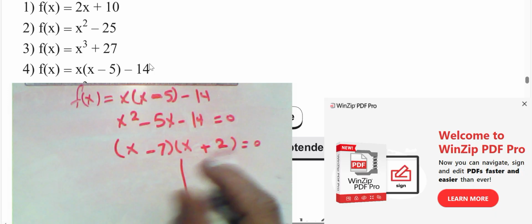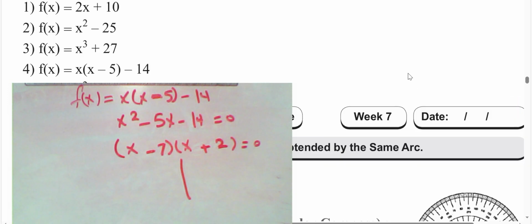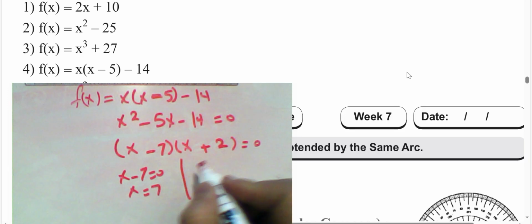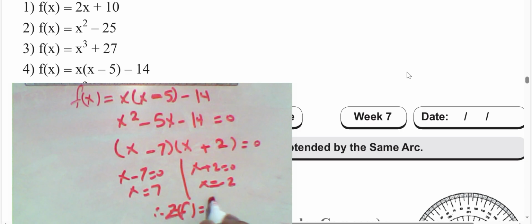Then we have two factors whose product equals 0. Then the first, x minus 7 equals 0, then the value of x is 7, and x plus 2 equals 0, then the value of x is negative 2. And the zeros of the function will be negative 2 and 7.